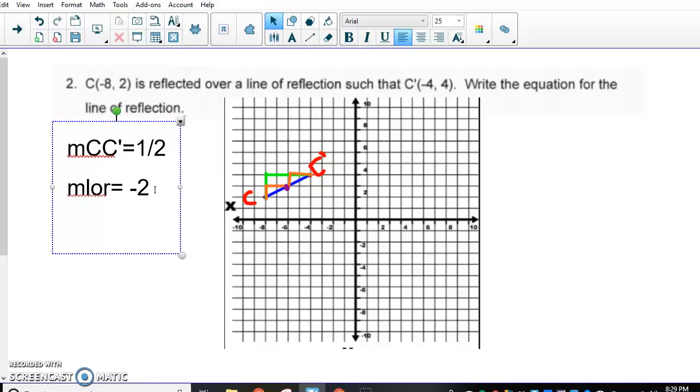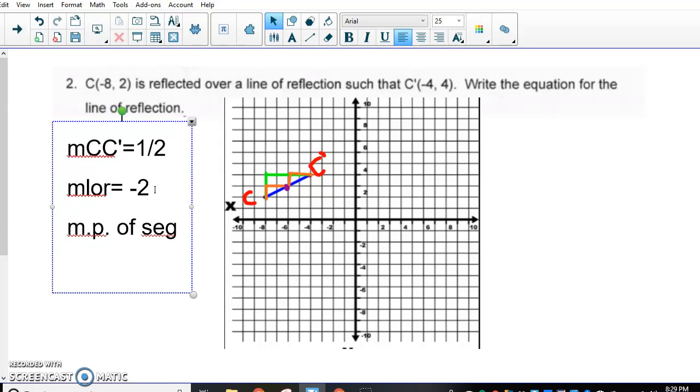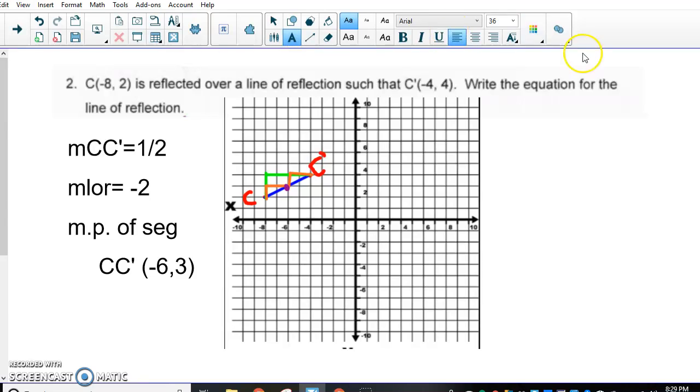That the midpoint of segment C C prime is negative 6 comma 3. I know this is super informal. Sorry, I just want to make it make sense. Okay. So now we have everything we need to write the equation of a line. So you guys are really used to the equation of a line being y equals mx plus b, which is all good, of course. But in that case, you need a slope and a y-intercept.